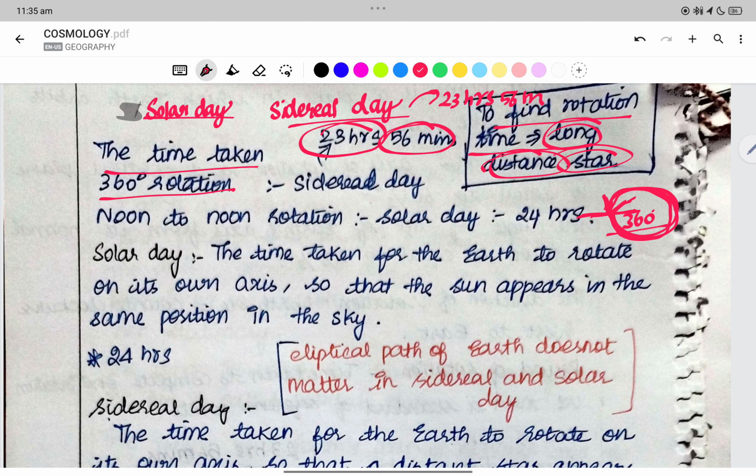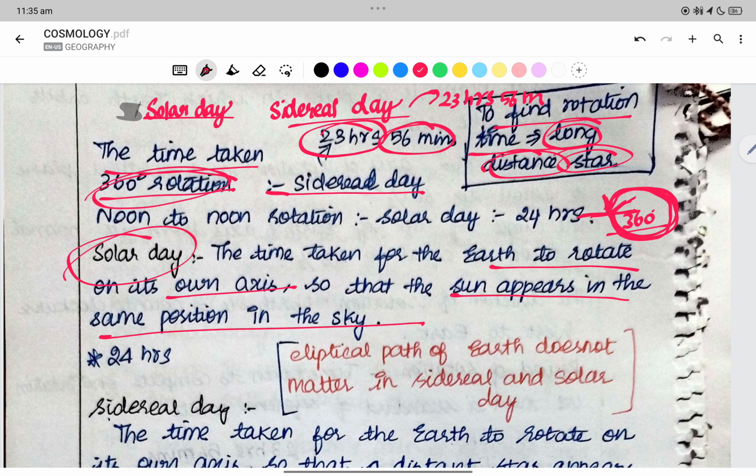The time taken for a 360-degree rotation is one thing, but the time taken for the earth to rotate on its own axis so that the sun appears in the same position in the sky is another. If you take the sun, initially the sun was here, but the sun came to position B, which is 4 minutes away. This is because of 1 degree. This is because the earth is not only rotating, but the earth is also revolving.